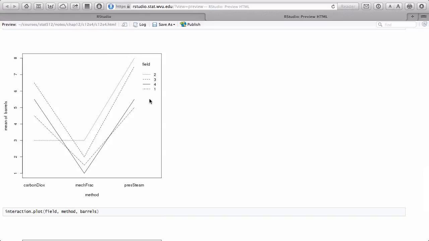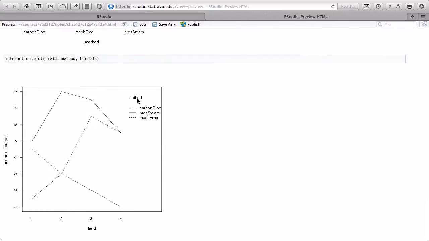And because of that, you get an interaction. Other than that, they pretty much follow the same pattern, with slight variations. So I can look at it that way, but I could also look at it the other way. Here I have the field down here, and the methods are the lines, and then the yield, which is the mean number of barrels.